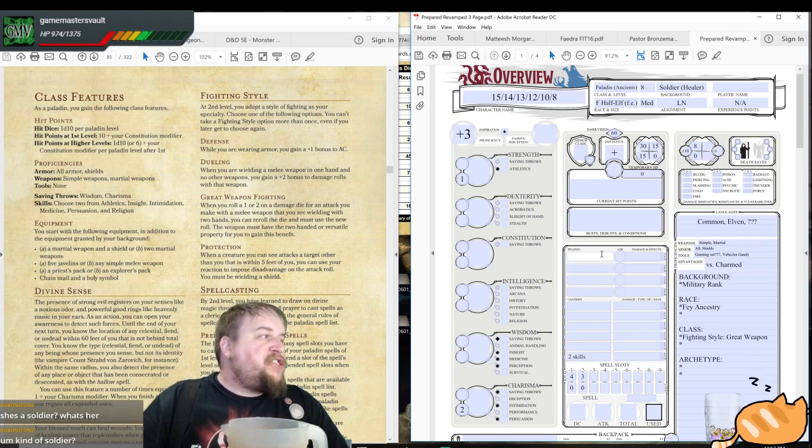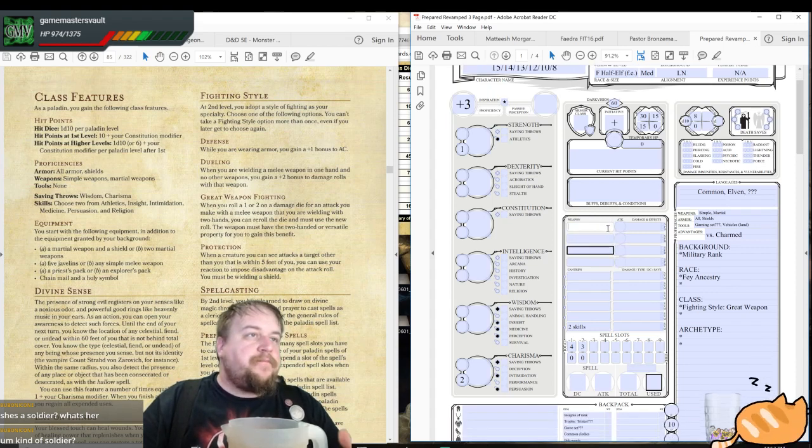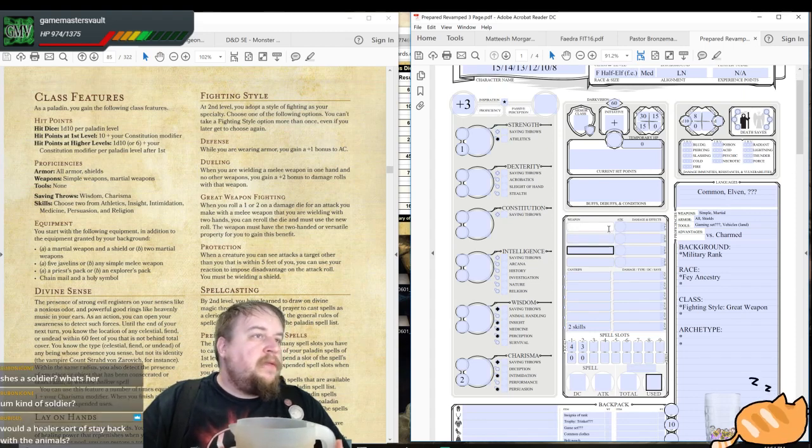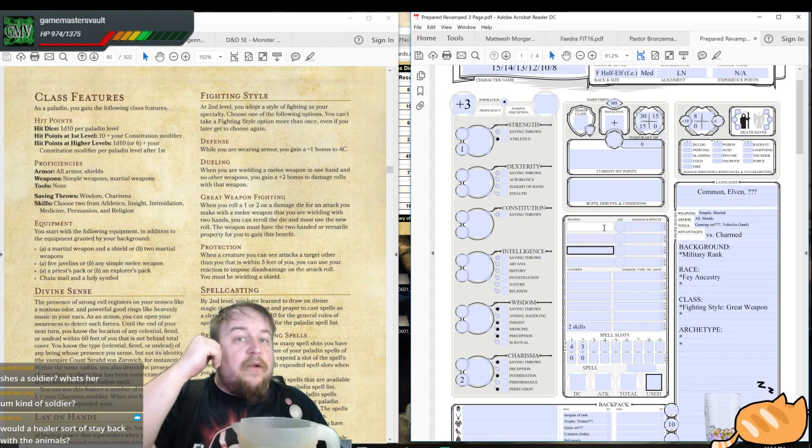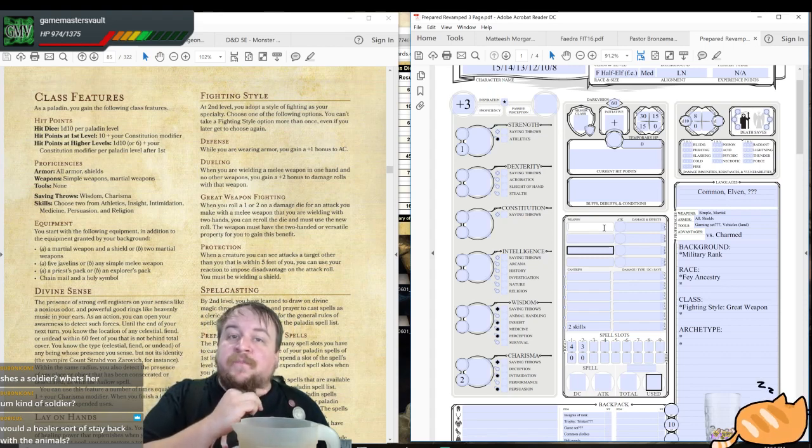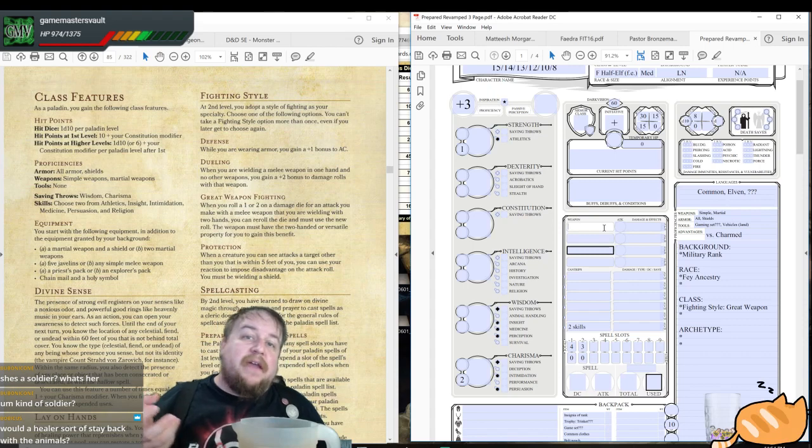A martial weapon and a shield, or two martial weapons. Well, we could probably go martial weapon and a shield. Wait, would a healer sort of stay back with the animals? Possibly, unless she's a front line. She could have rushed up alongside people to try and be in their midst, or not be too far behind, so that as injured soldiers were dragged back, they didn't have to be dragged all the way back to camp. There was this sort of midpoint.